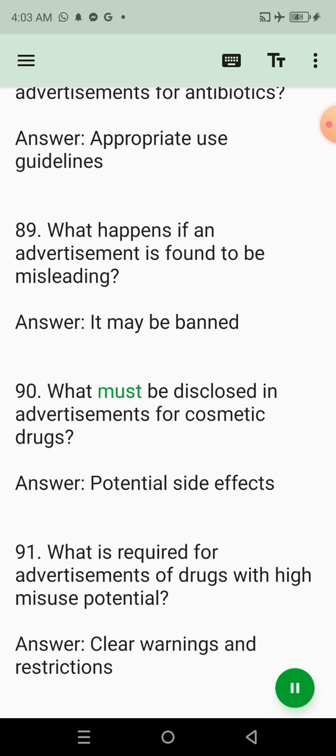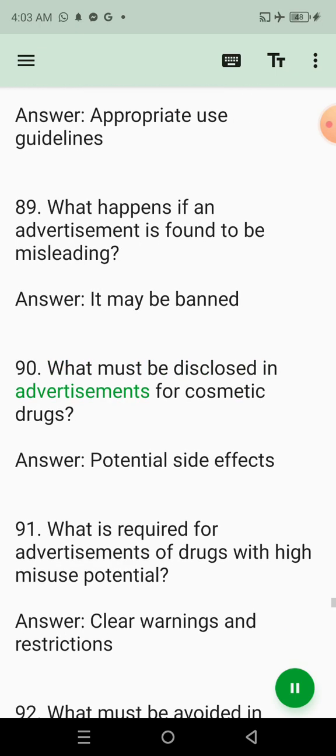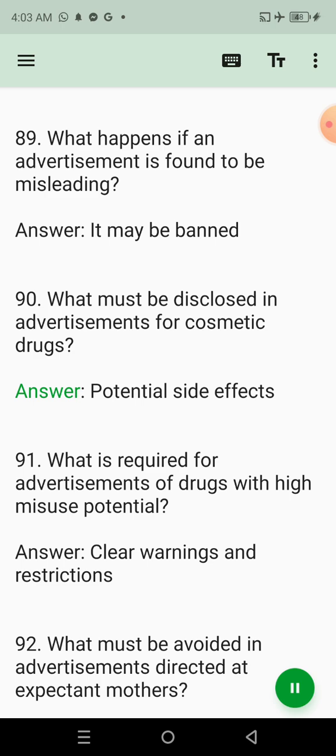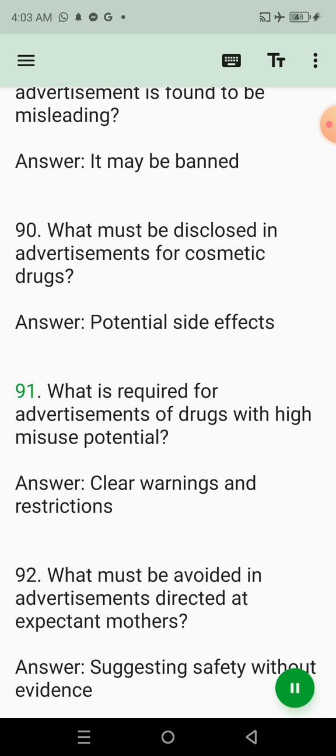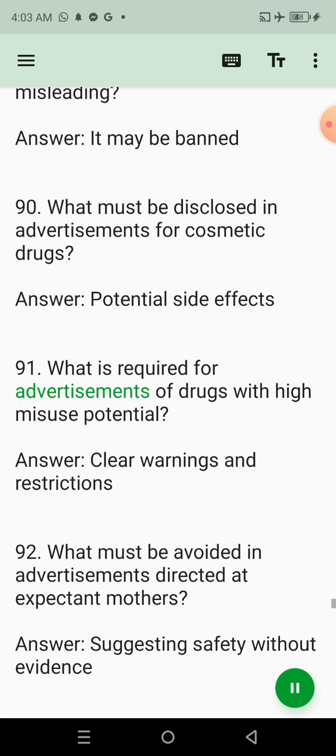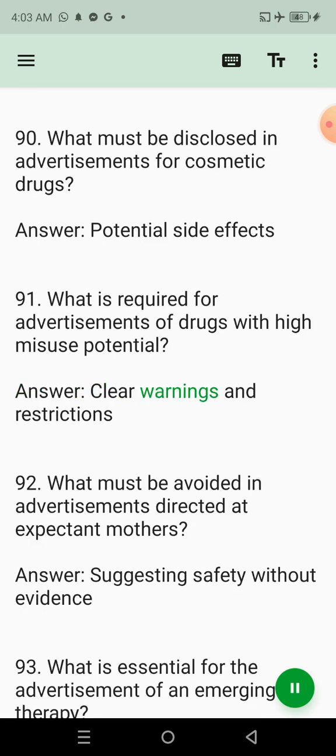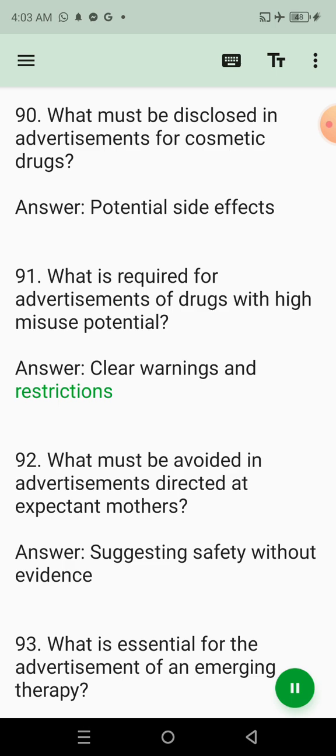90. What must be disclosed in advertisements for cosmetic drugs? Answer: potential side effects. 91. What is required for advertisements of drugs with high misuse potential? Answer: clear warnings and restrictions.